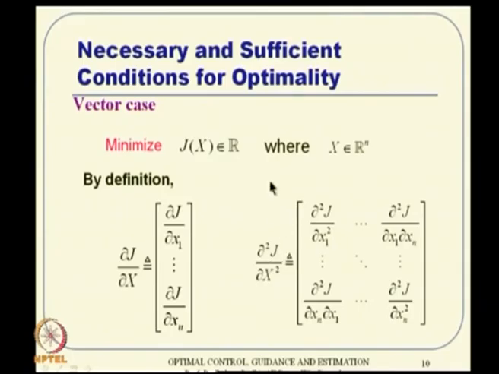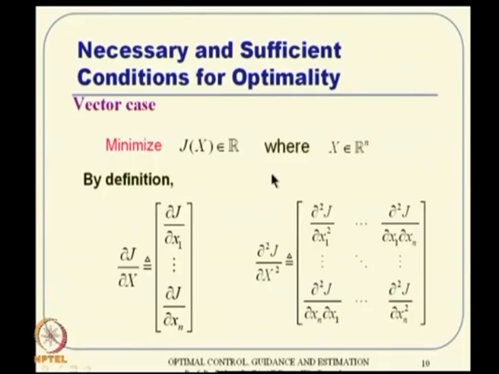And also remember, by definition, what you saw in the matrix theory review, del j by del x is equal to this. This is nothing but the gradient vector. And del square j by del x square, the Hessian matrix, turns out to be like that by definition, and these things we need.